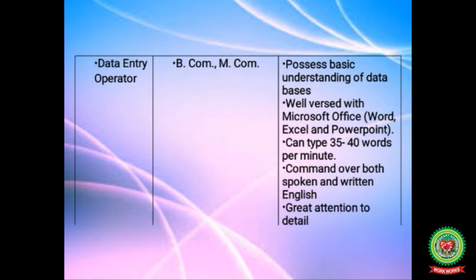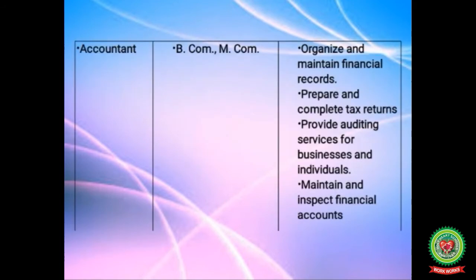Let's proceed to the accountant. Now, for being an accountant, you should have a complete understanding of accounts and finance related operations. So, the qualification required for being an accountant is BCom and MCom. Further, what are the tasks to be performed by an accountant? What do you mean by financial records? It means all the records related to money. The job of an accountant also includes the task of preparing and completing tax returns.